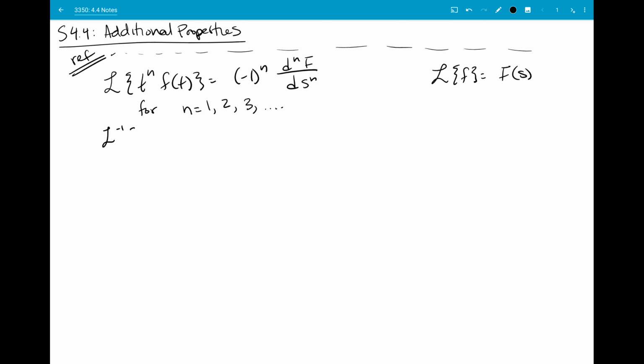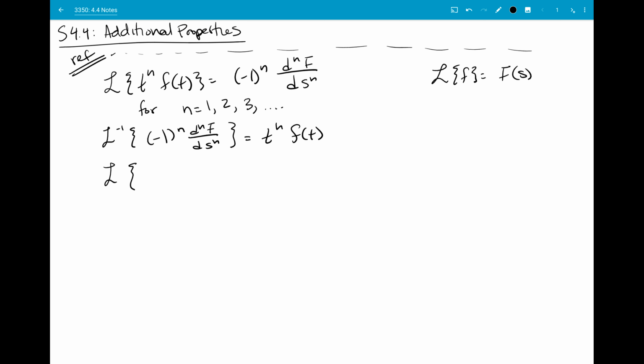The corresponding inverse property is that the inverse Laplace transform of negative 1 to the nth derivative of F with respect to s is t to the n times f of t, to be really clear, little f of t. Again, you don't have to copy both the forward and the backward direction if you don't want to.